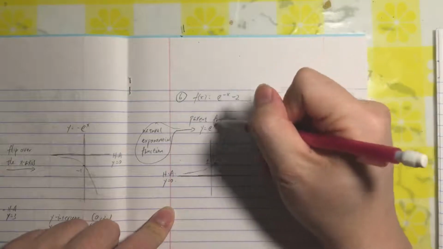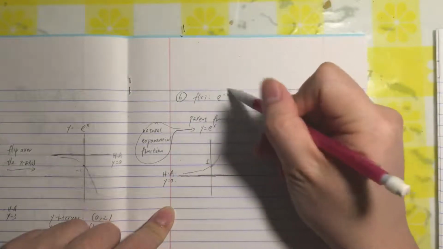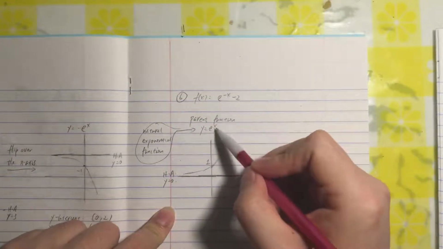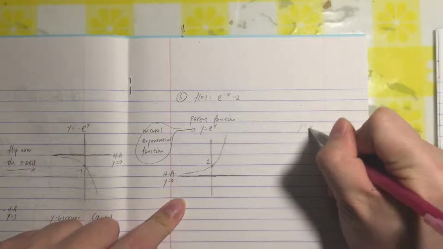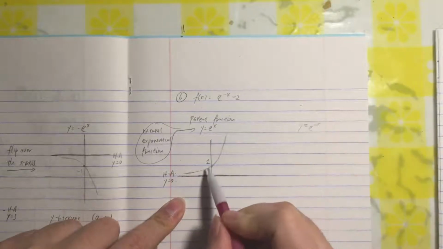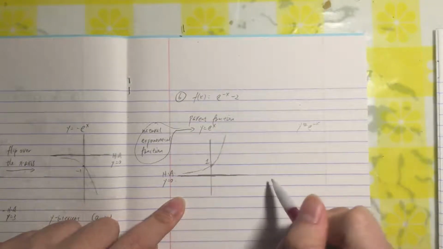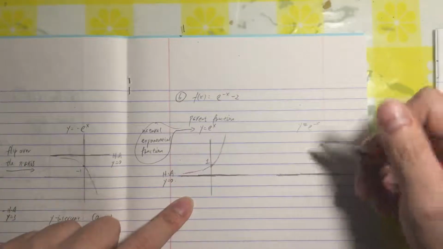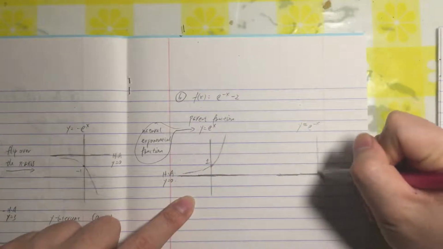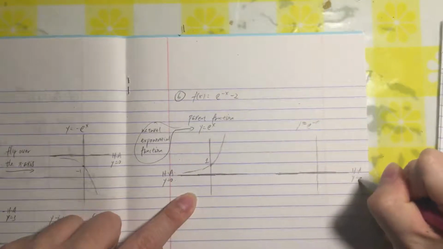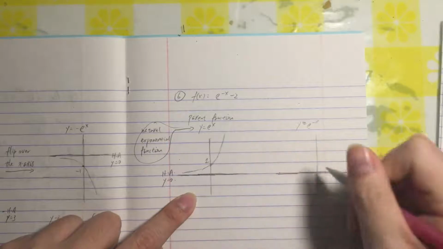Now, when we try to graph function f, if I change x from positive to negative, I flip the graph over the y-axis. So this piece comes here, and this piece goes to the other side. If I flip the graph over the y-axis, the horizontal asymptote stays the same. It's still y equal to 0. And the y-intercept also stays the same. It's still 1.